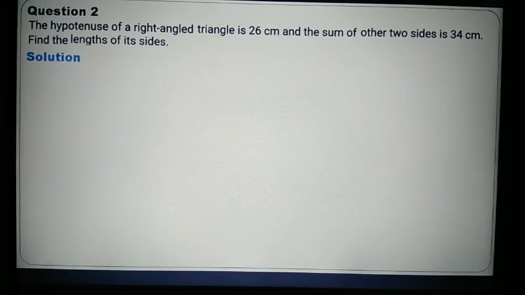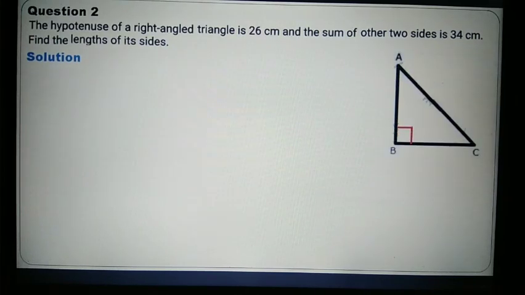Okay, now let's have a look at the next question. So question says, the hypotenuse of a right angle triangle is 26 centimeters. So again they are talking about a right angle triangle, and here the hypotenuse is given to be 26 centimeter. Okay, and the sum of the other two sides is 34 centimeter. That means if I add this and this, I'll get 34 centimeter. Okay, so that's why if I call one of the sides to be x centimeter, then obviously it has to be 34 minus x, right?